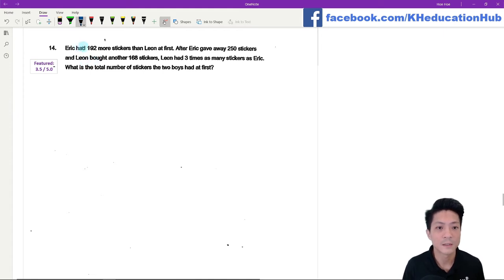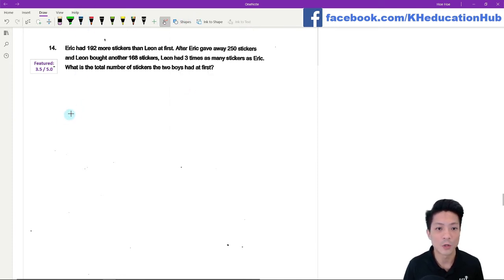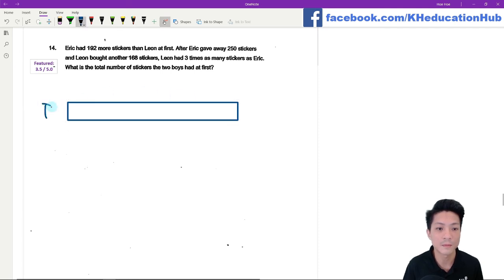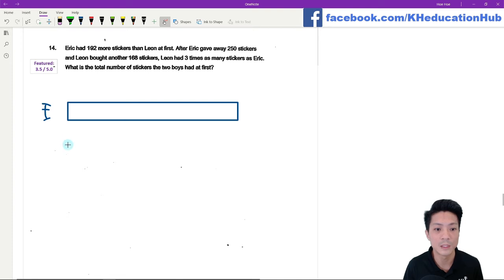Question 14. Eric had 192 more stickers than Leon at first. After Eric gave away 250 stickers and Leon bought another 168 stickers, Leon had 3 times as many stickers as Eric. What is the total number of stickers the two boys had at first? Draw model. Eric. Okay. And another block that represents Leon.